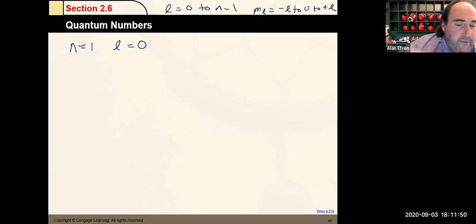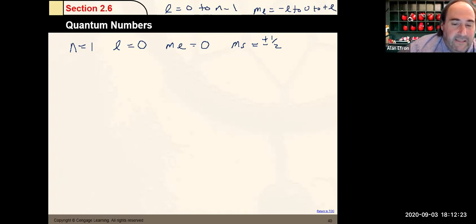And since in this particular case, the only L value that I got going on is 0, that means the only m sub L value I could have is also going to be 0. And what that means is for that particular guy, my m sub s can have a value of plus or minus 1/2. So I know you're thinking to yourself, that's a lot of numbers. What does it mean? And that's a good question.